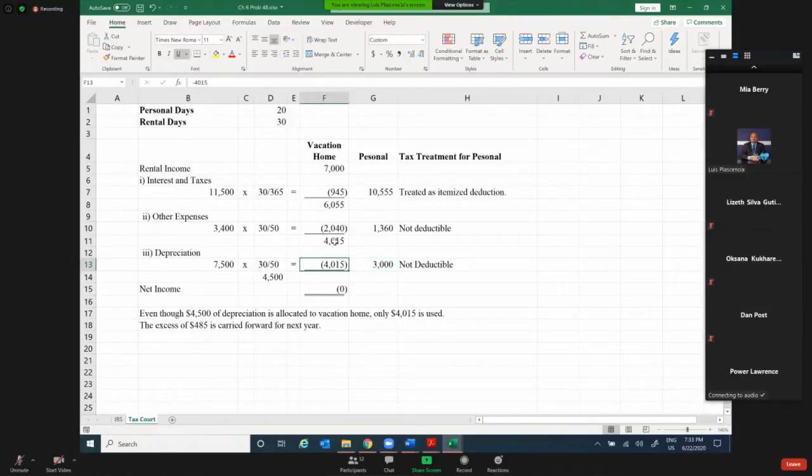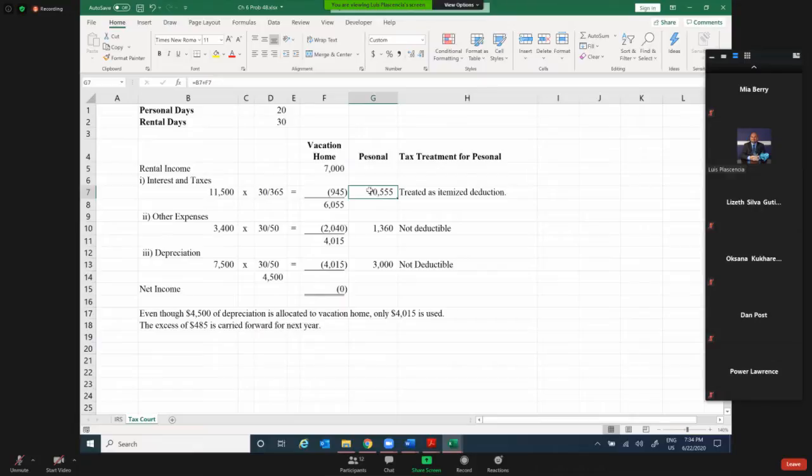14,015 is deductible to the extent of income. So in this case, of the 4,500, they're not using 485 of depreciation. Where does the depreciation go? It gets carried over for next year.